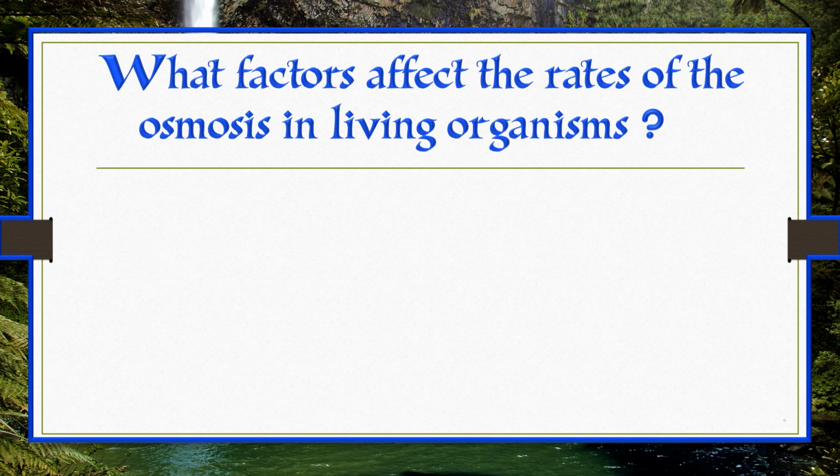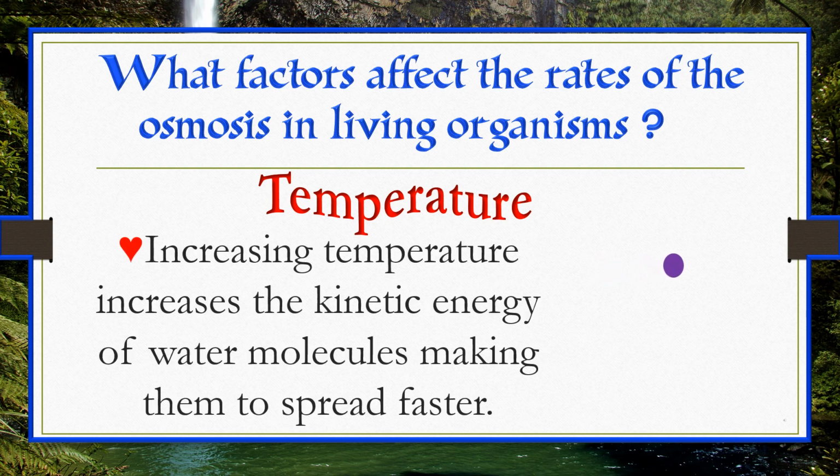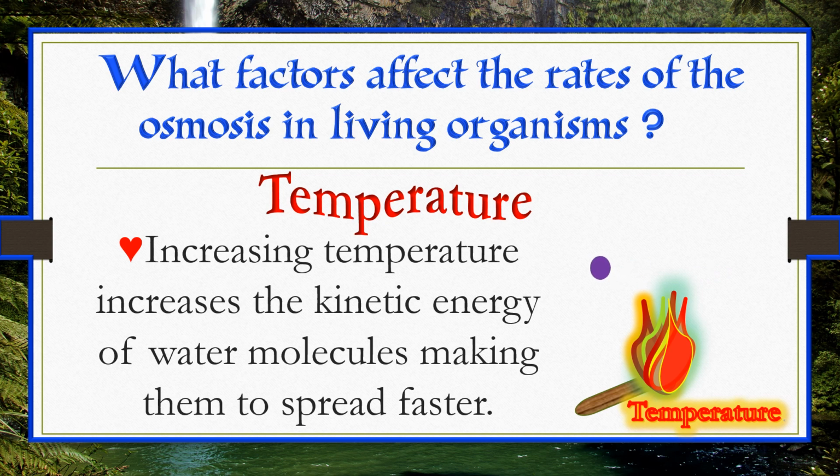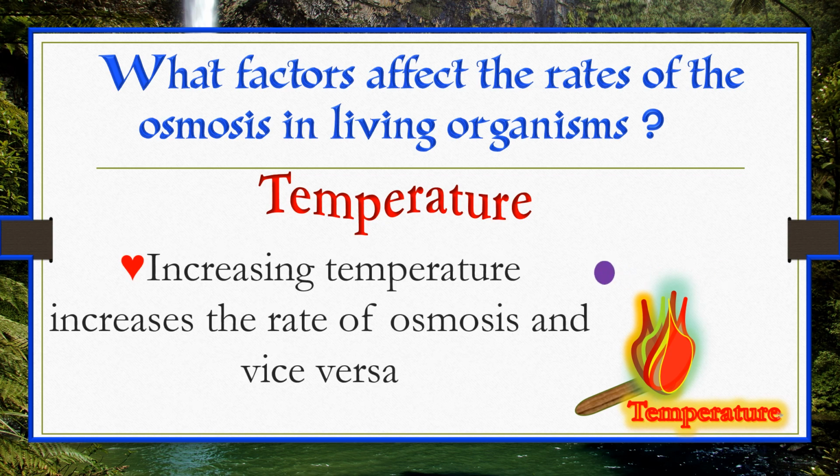What factors affect the rates of osmosis in a living organism? The first one is temperature. An increase in temperature is going to increase the kinetic energy of water molecules, making them spread faster. Increasing temperature increases the rate of osmosis and vice versa.